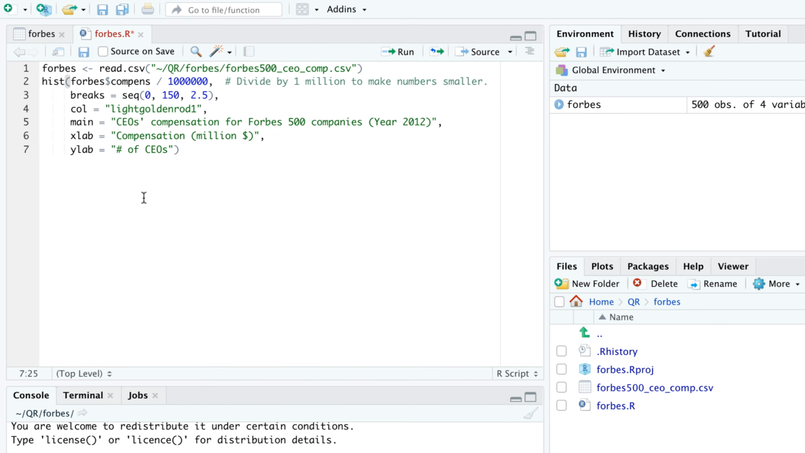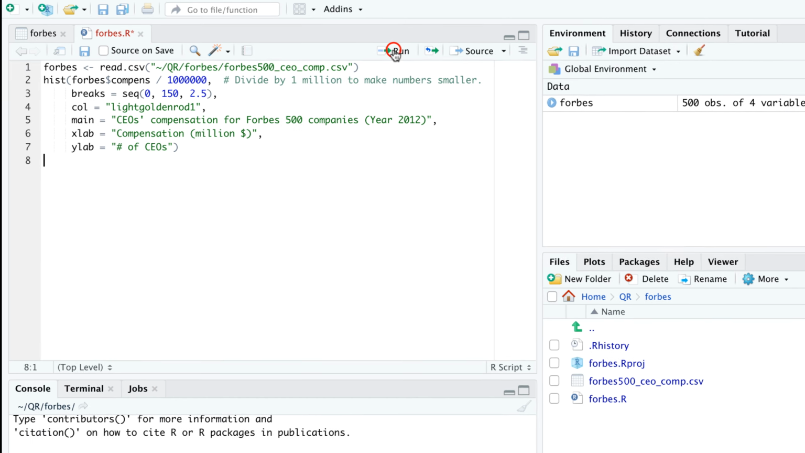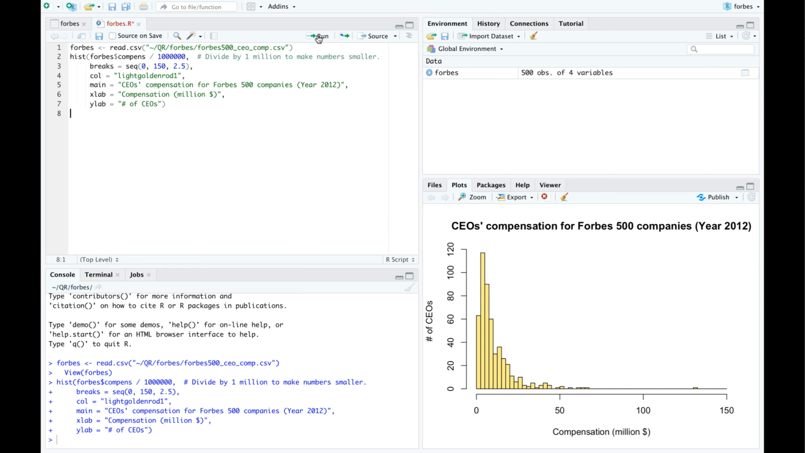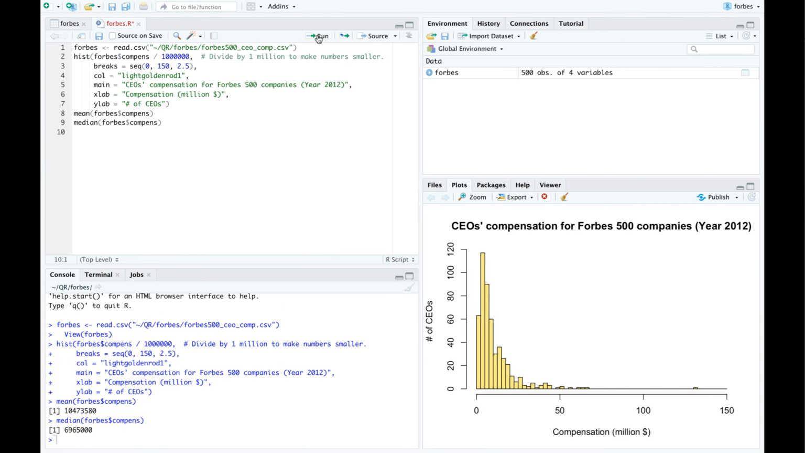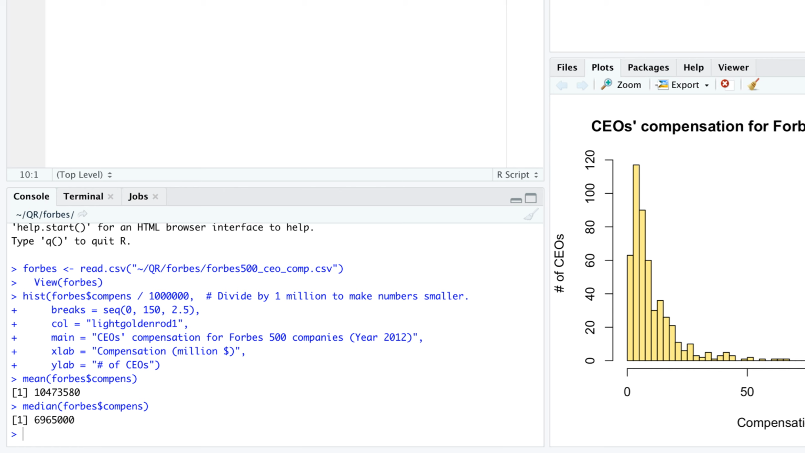In Figure 4.7, our textbook shows a histogram of the compensation. We can reconstruct this histogram with the R commands shown here. For this histogram, the textbook divides the compensation by millions of dollars to make the numbers on the x-axis more legible. The distribution is strongly right-skewed, which makes it difficult to choose a single number that captures the center of the distribution. For example, the mean is much larger than the median.